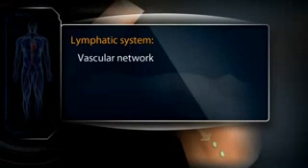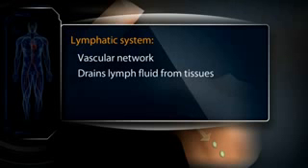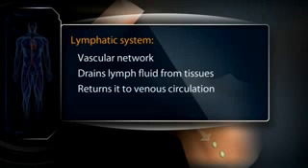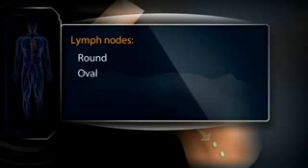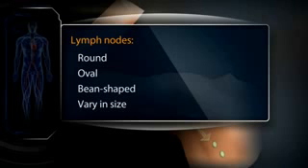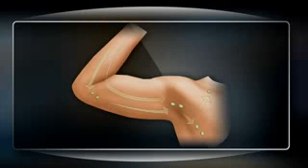The lymphatic system is an extensive vascular network that drains lymph fluid from body tissues and returns it to the venous circulation. Lymph nodes are round, oval, or bean-shaped structures that vary in size according to their location. Only superficial lymph nodes are accessible to physical examination.